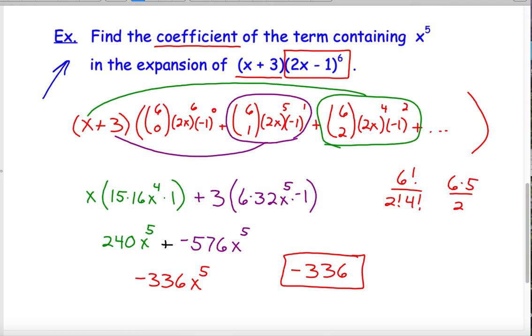All right, so there's some examples of how to use the binomial theorem and how to make your life a lot easier. You can still do things the hard way and multiply everything out, but it'll take you a lot longer.